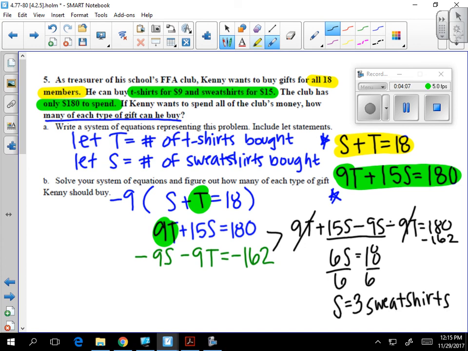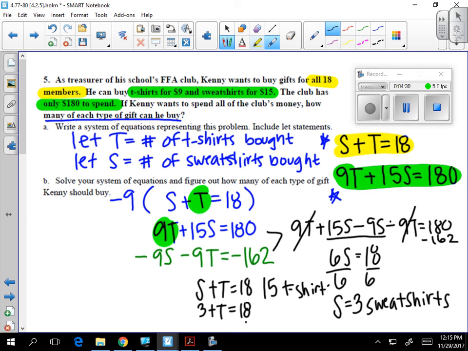And then I want to plug that back into one of my original equations. And I would probably want to choose the simple one, s plus t equals 18. Well, s is 3. So 3 plus t equals 18, which would mean that I would have to take away 3 from both sides, 15 t-shirts.